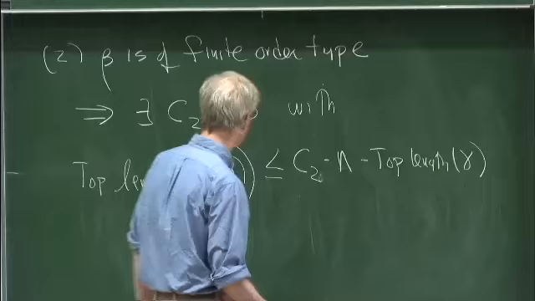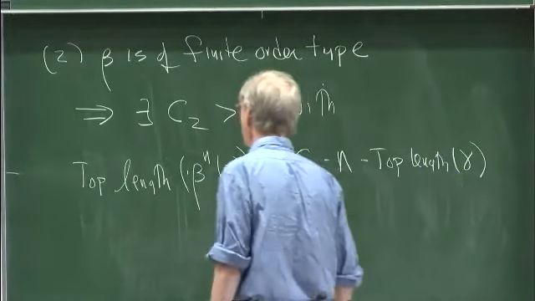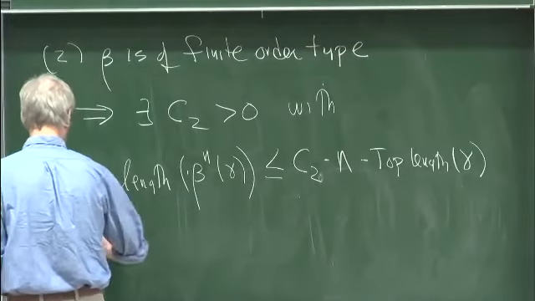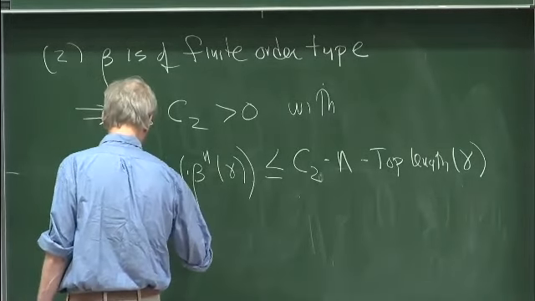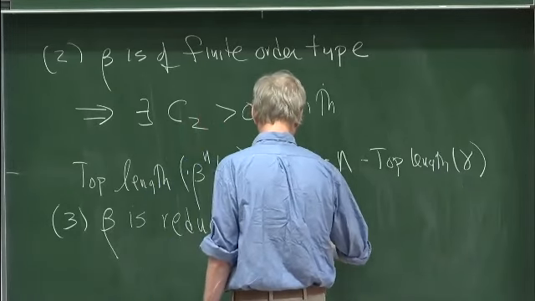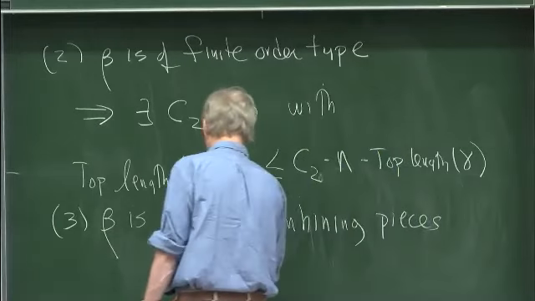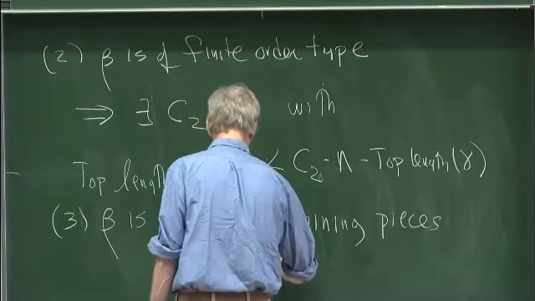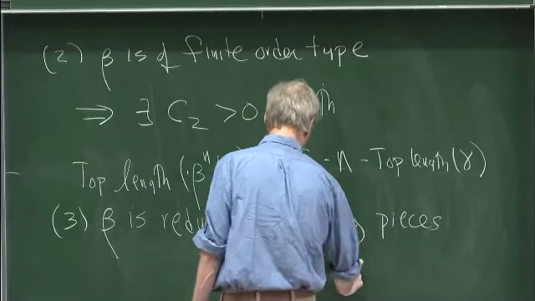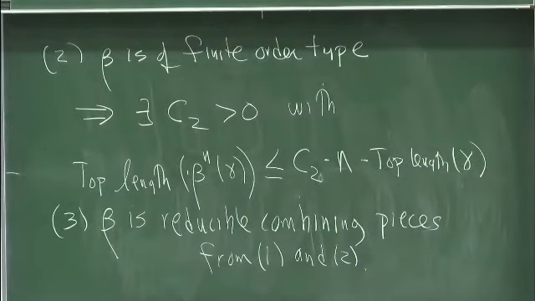And then the last case doesn't happen with 3 stirs, but certainly can happen with more. Or the third case is beta is what's called reducible, combining pieces from 1 and 2. All right, so any protocol on 3 or more stirs, and again, there's a big machine you can plug this into.